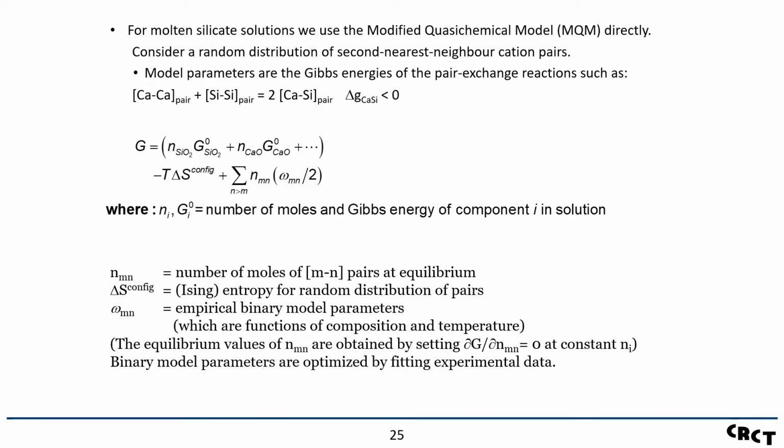The Gibbs energy then is given by the number of moles of silica and the number of moles of calcia times their Gibbs energies as pure materials, plus the configurational entropy, which was given by the Ising entropy from randomly mixing the pairs, as I said before, and excess terms, where omega Mn is the energy of formation of the various pairs, calcium-silicon, magnesium-silicon, and so on, over the pair sites. These can be functions of composition and temperature. Those functions of composition and temperature give you the model parameters. And then once we have this set up, the equilibrium values of the number of pairs are obtained by minimizing the Gibbs energy at any given overall composition.